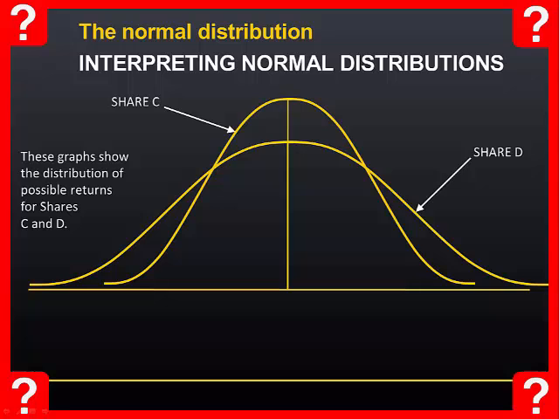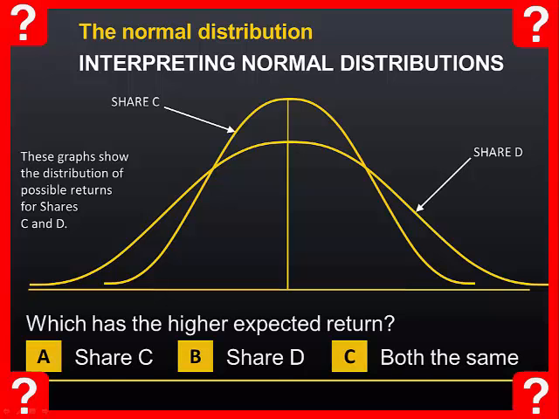Let's consider shares C and D. Which has the higher expected return? Share C, share D, or both the same? The answer is both the same. The high point on the curve occurs at the same point along the horizontal axis, meaning they have the same expected value.